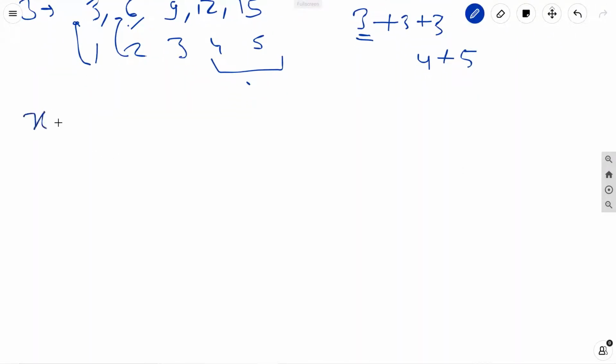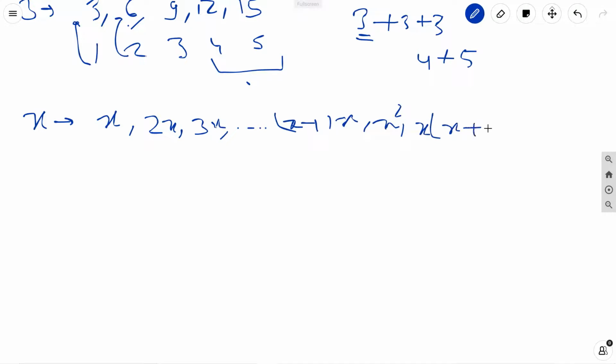Okay, so if you have got the idea, then we can generalize it. So basically for any number x, its multiples are x, 2x, 3x, and we go up to (x minus 1) times x, then x squared, then (x plus 1) times x, and then up to (n by x) times x. Okay, so like this we go.